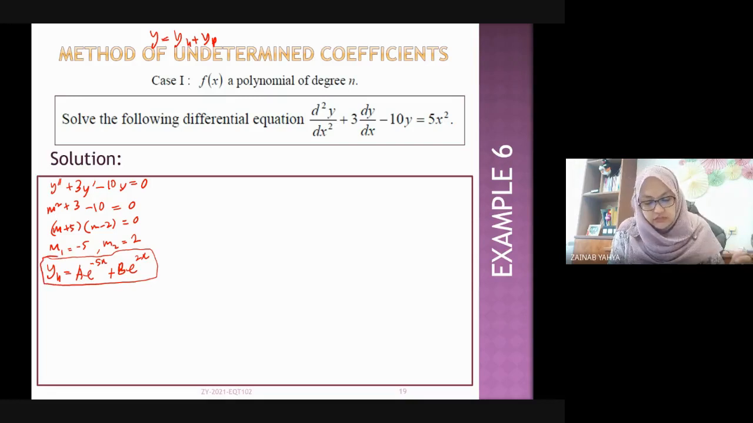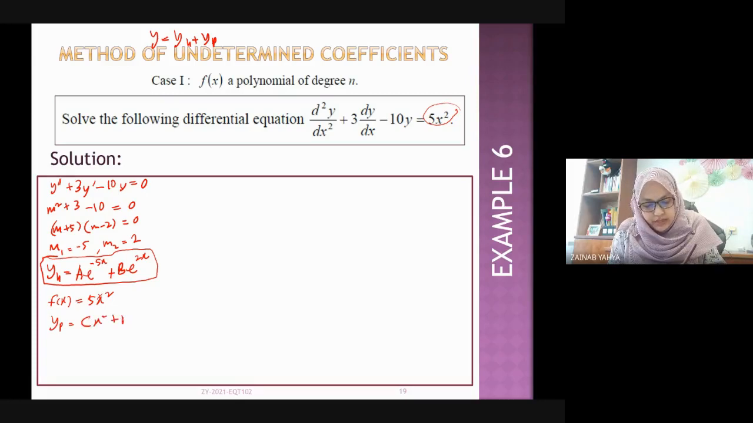Since this is case 1, polynomial, there will be no terms the same as the YH. So you don't need to multiply by x. Now the fx equals 5x squared, right? So your yp will be, okay, no more a, we continue, c.